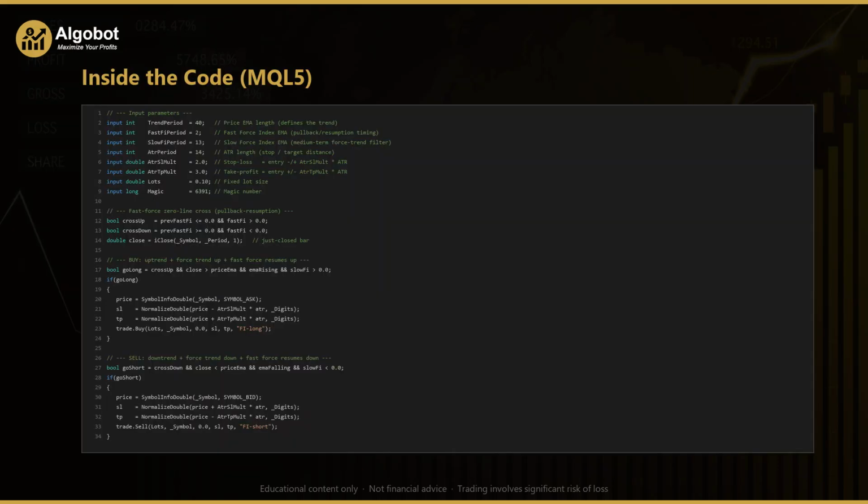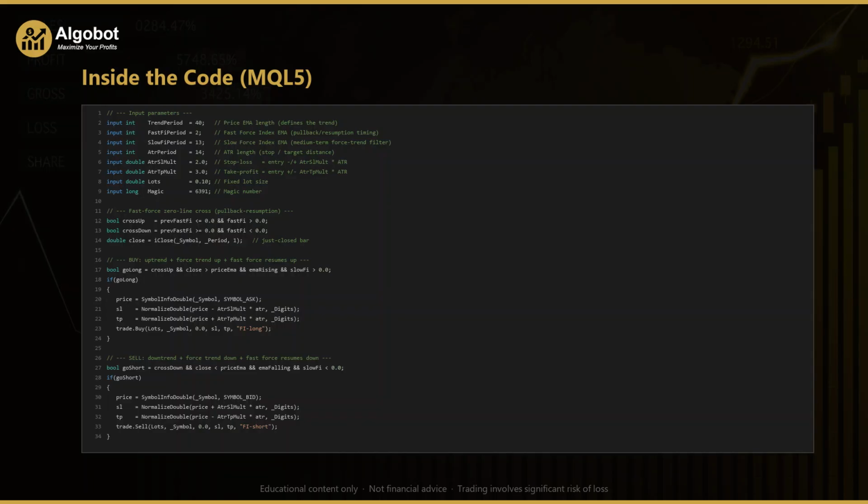Let's look at the MetaEditor code, just as it runs inside the expert advisor. At the top are the input parameters. The trend period, defaulting to 40, sets the length of the price moving average. The fast force period of 2 and the slow force period of 13 define the two force averages. The ATR period of 14 measures volatility for risk, and the two multipliers place the stop at 2 ATRs and the target at 3. There's also a fixed lot size and a magic number that labels these trades.